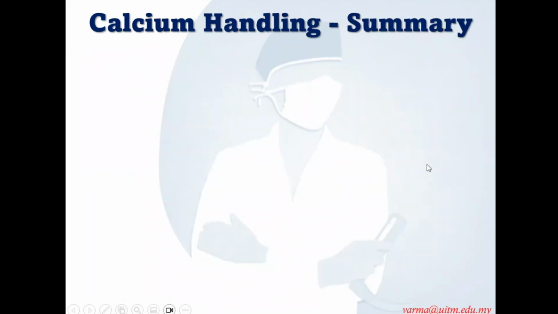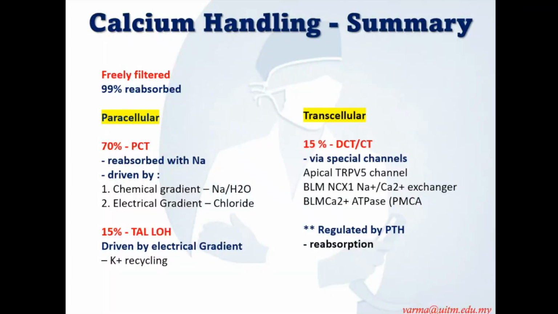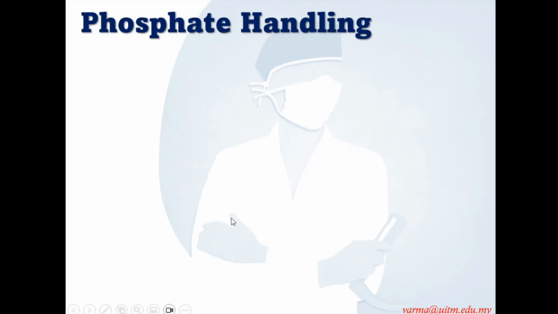That's about calcium handling. Summary: if you find it difficult to remember this, I'm just going to give you this. If you can memorize this and write, you will get full marks for sure. Freely filtered, 99% reabsorbed. Out of the 99%, it works by paracellular and transcellular routes. 70% at the PCT is reabsorbed with sodium, driven by a chemical gradient, sodium water, and an electrical gradient, chloride. 15% at the thick ascending limb of the loop of Henle, driven by an electrical gradient, driven by potassium recycling. Transcellular 15% in the DCT and CNT via special channels that I mentioned, regulated by PTH.